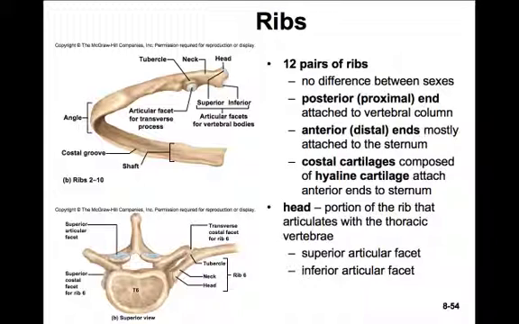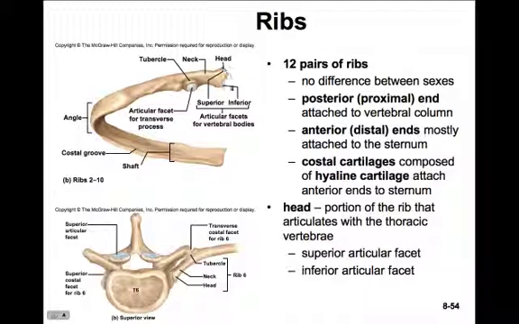So there are 12 pairs of ribs. There's no difference in the number between the sexes. The ribs have several features that we need to look at. First of all, they have a head, a neck, an angle, and then the shaft as it comes around the front. The head is the portion that attaches to the vertebrae.